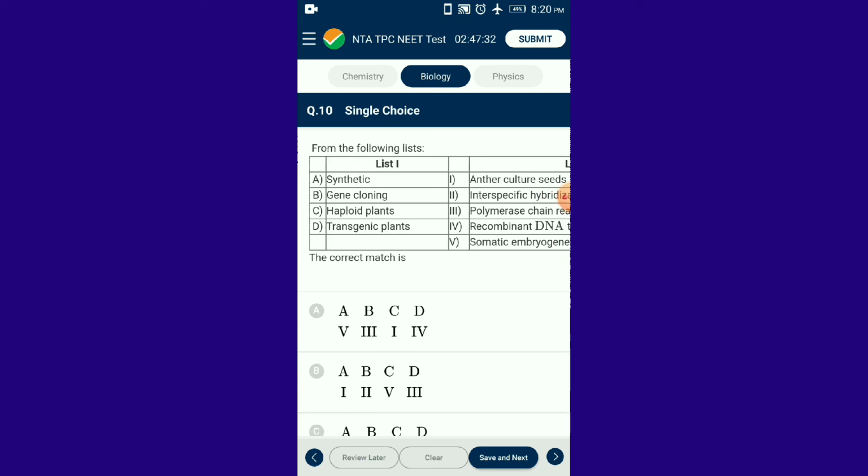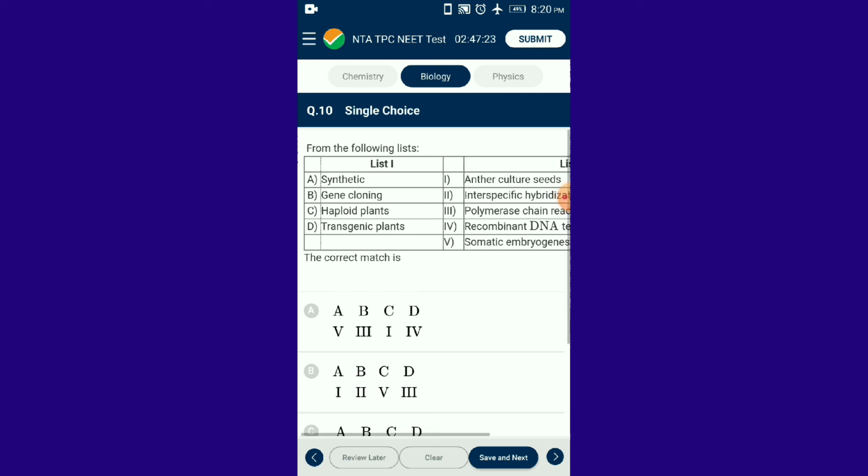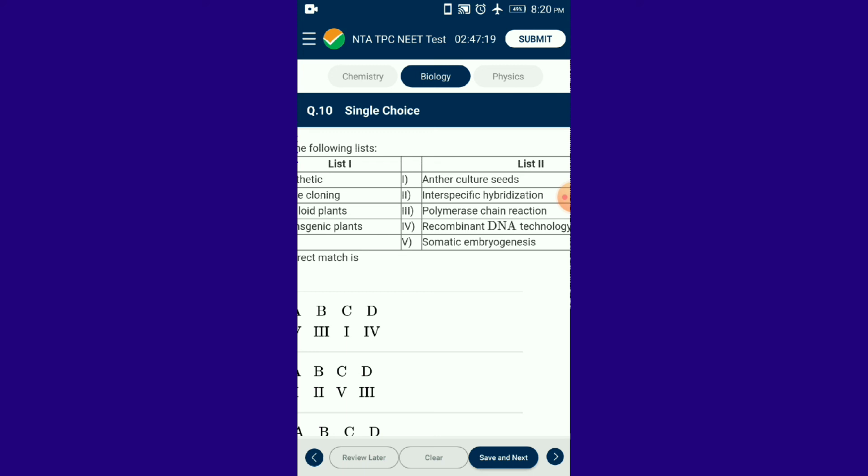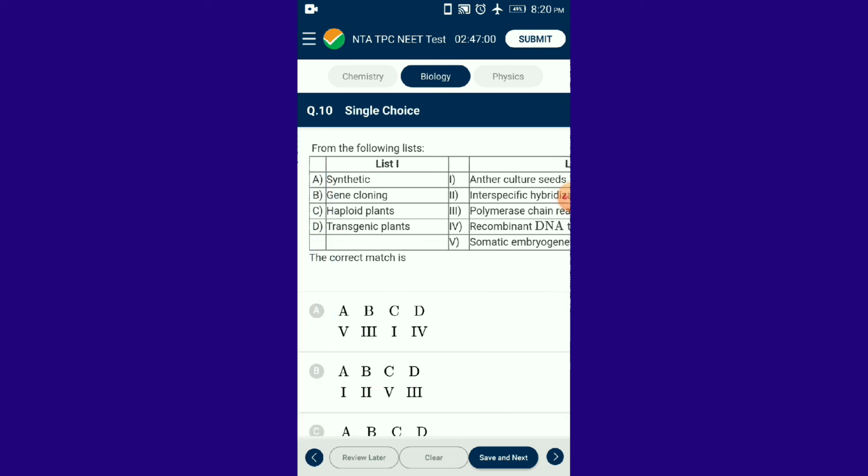Question number 10. Match the following. See the first one, synthetic seeds is given. Synthetic seeds is matching with somatic embryogenesis. B is gene cloning. It is matching with the third one, polymerase chain reaction. Haploid plants is matching with the first one, anther culture. Fourth one, transgenic plants. It is matching with the fourth option, recombinant DNA technology. So the correctly matching option is option A.